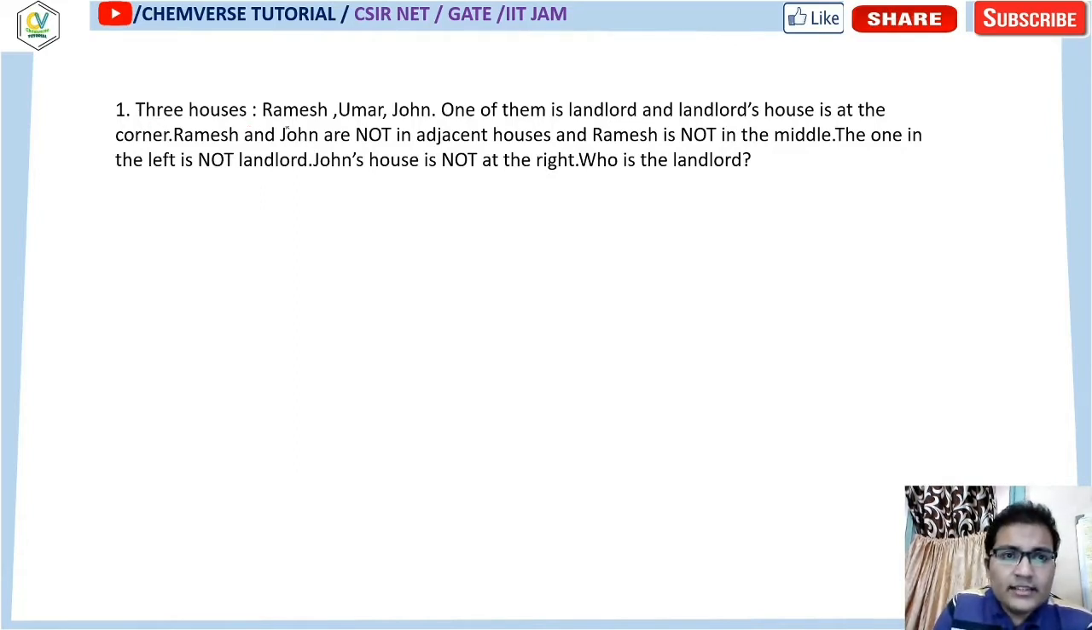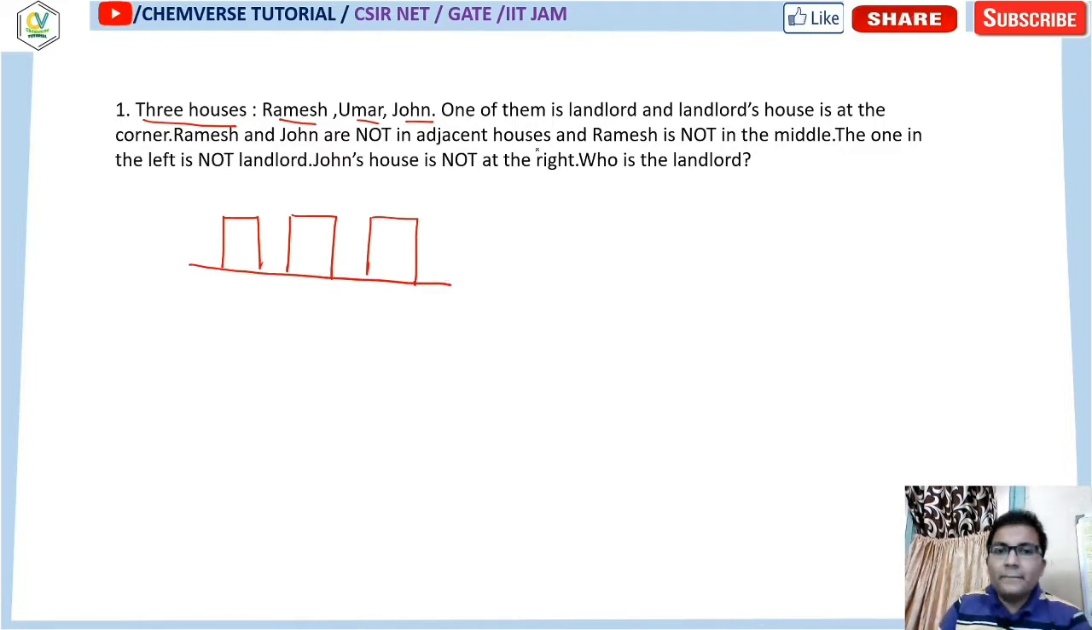Now over here it says that Ramesh, Umar and John, these three persons stay in three houses. So I am drawing three houses over here. It says that one of them is the landlord. That means among Ramesh, Umar and John, any one of them is the landlord. And it says that the landlord's house is at the corner. So the landlord's house could be either this one or this one. It is not in the middle.